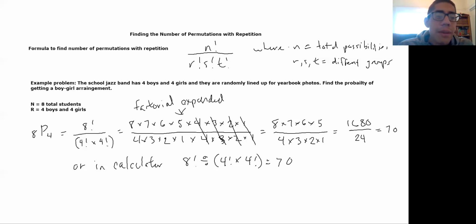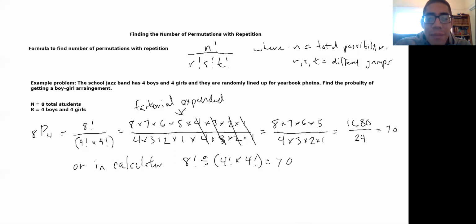So here, what is the probability of getting a boy-girl arrangement, right? If I'm trying to do this in a calculator, I'm going to have 8 factorial, and I'm going to divide that by 4 factorial times 4 factorial. Make sure to put the parentheses, otherwise it won't work. You're going to get this crazy permutation if you do. So there's that.